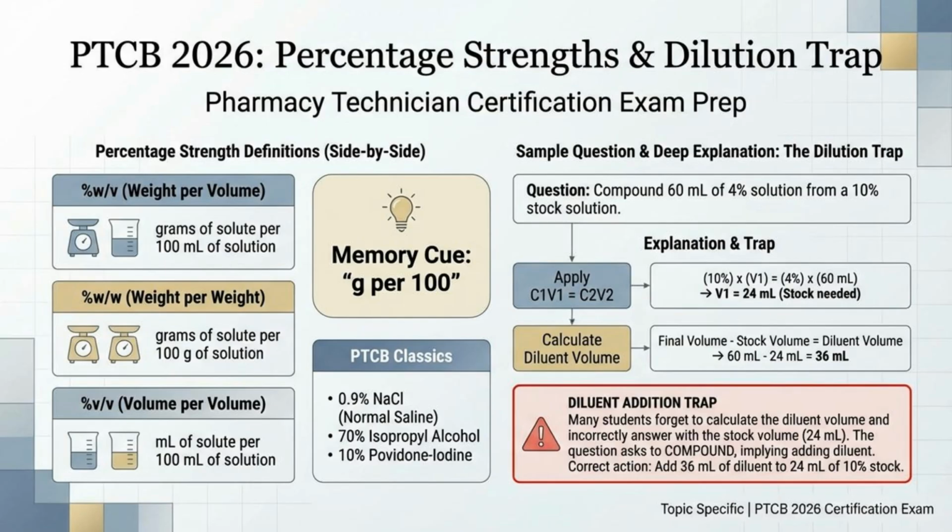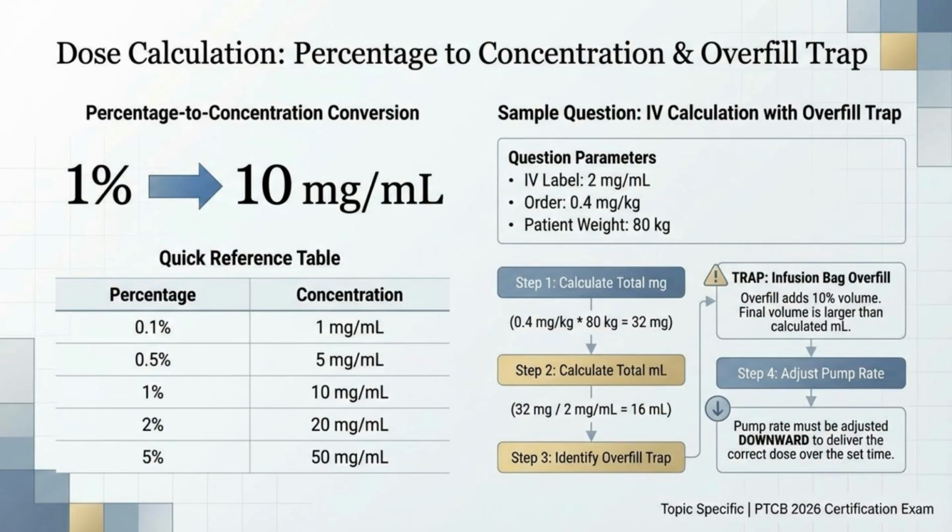In dilution problems, like compounding a 4% solution from a 10% stock, always remember to calculate the diluent volume after finding the volume of stock solution needed. This diluent calculation is a common exam trap. The quick reference conversion is that 1% equals 10 milligrams per milliliter.